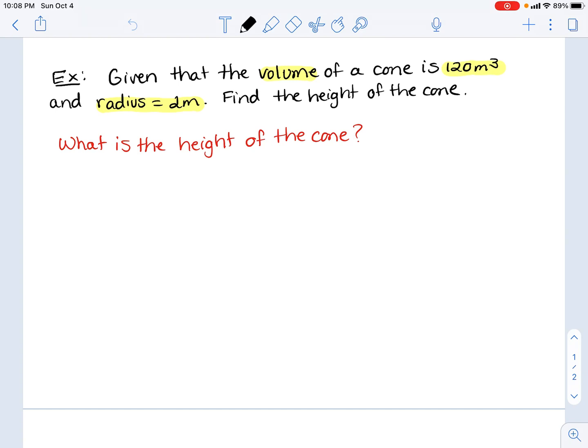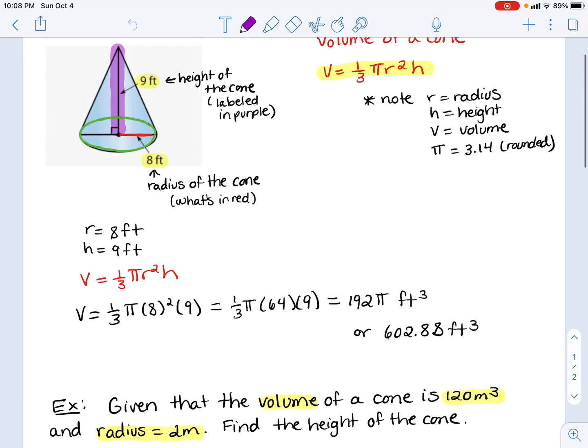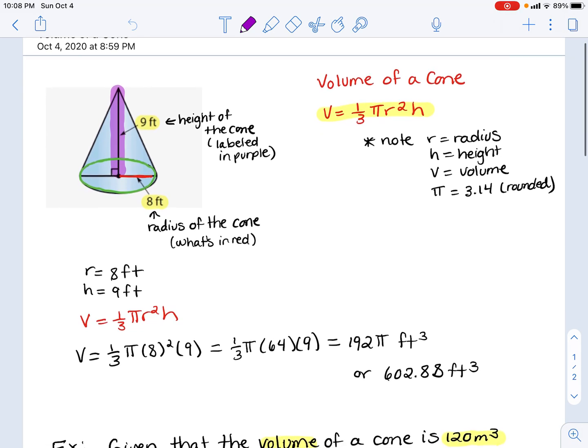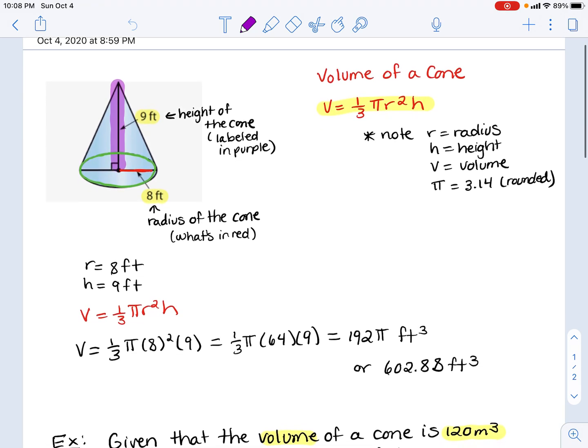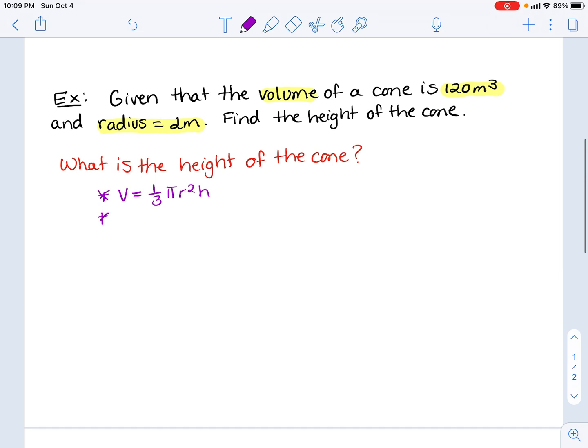Well, what do we need to recall? We need to recall the formula, which was given earlier in the beginning. The volume of the cone is V equals 1/3 pi r squared h. So let's write that down. V is equal to 1/3 pi r squared h. This will give me the volume of the cone. This is the formula.